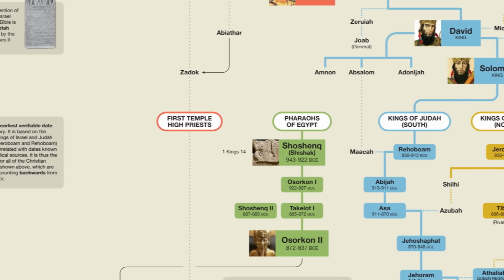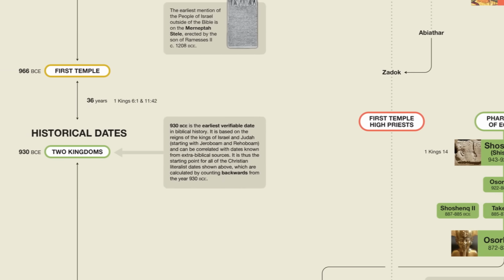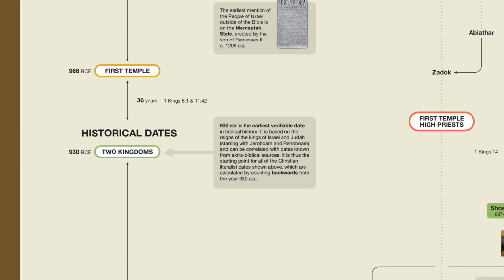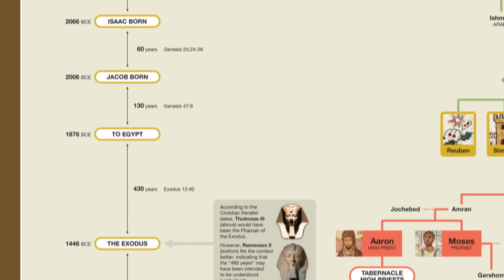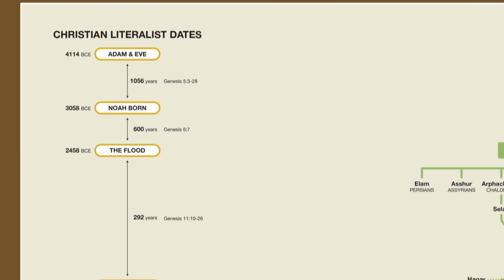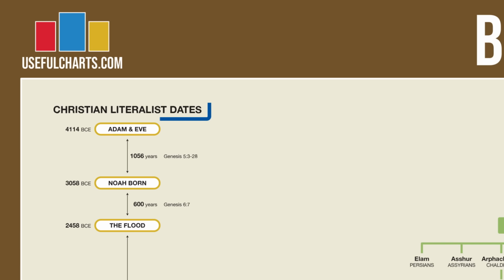Okay, at this point, let me now explain the timeline on the left of the chart. The year 930 BCE marks the start of the section labeled Historical Dates. Again, these are dates that everyone agrees on. However, above this, I've also included some speculative dates, which I've labeled Christian literalist dates. These are for people who take the Bible literally and or simply want to know what the Bible says internally about when certain events took place.